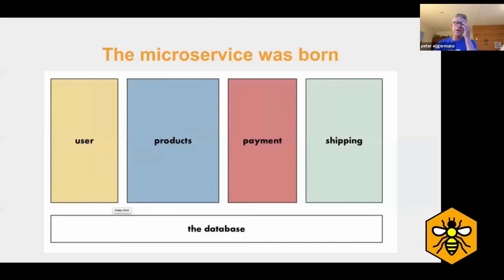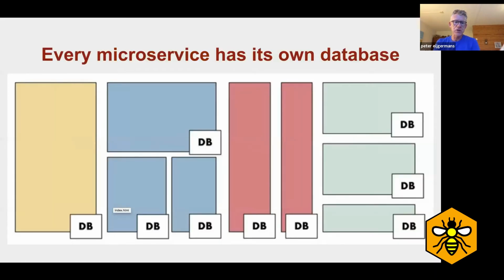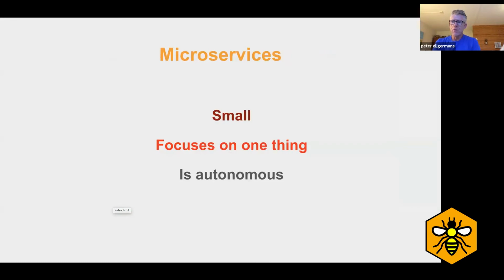And you see here also that we still have one database for all those microservices, and we recognized that the database does make the microservices tightly coupled together. So we decided that every microservice should have its own database. What we see here is microservices are in general small, focused on one thing, and autonomous.